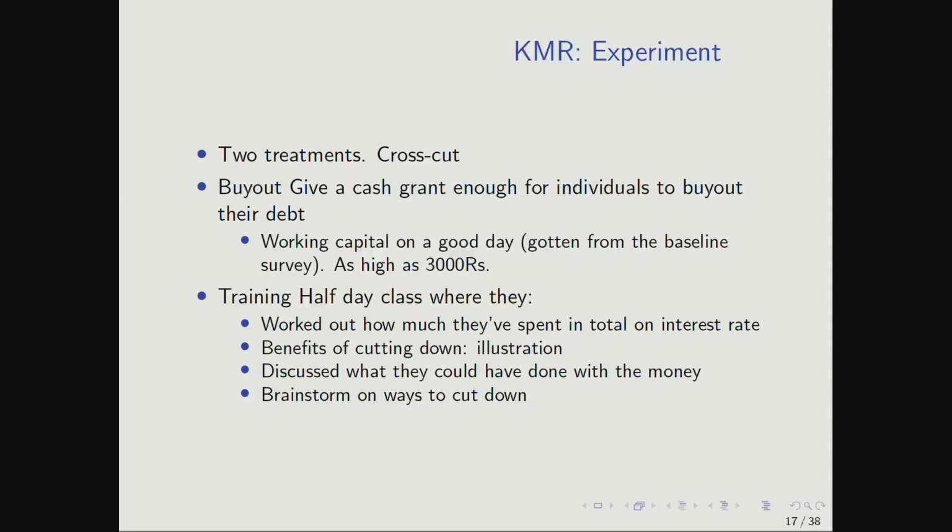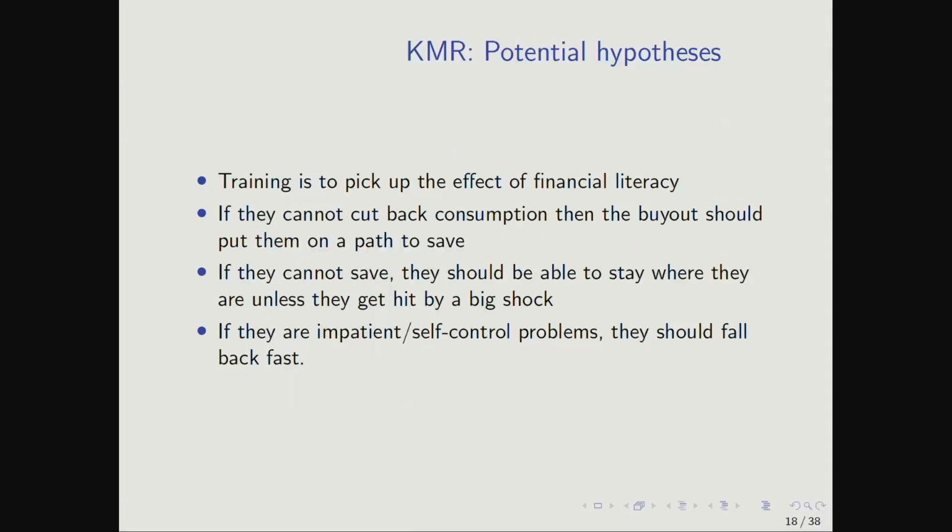And then the second, in order to make sure that this is not about misunderstanding, is that they give sort of a crash course in financial education. So they teach this vegetable seller a half-day class where they work out how much they spend in total, show them the benefit of cutting down, discuss compound interest rate, discuss what they could have done with the money, and brainstorm on a way that they could cut down consumption. So the training is to pick up the effect of potentially not knowing.